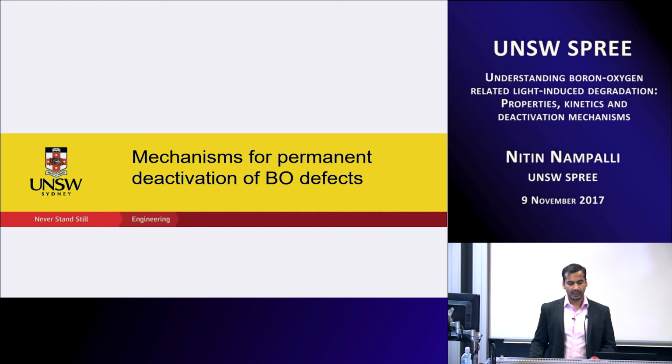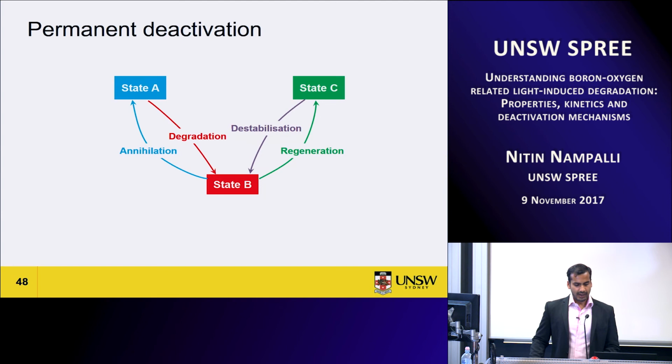I'll now move on to the mechanisms for permanent deactivation of the BO defect. So once again, this is the three-state model. If you think about mitigation of boron-oxygen, what we're really talking about when you consider the three-state model is this regeneration reaction. So if you can maximize this reaction, you can get everything into state C, and then your lifetime doesn't degrade anymore. So that's where you want to be. But the question is, why does regeneration happen?